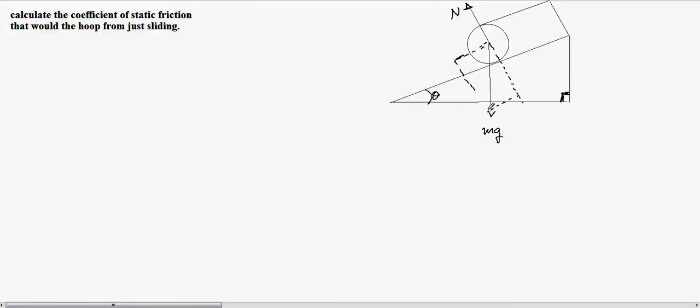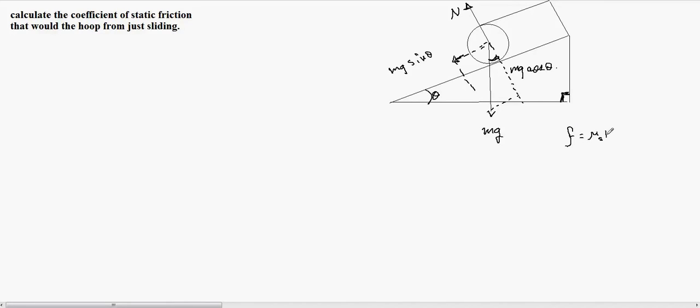So then this component here would be our mg times sine of the angle theta, right? Because our angle here is theta, and because of similar triangles, this angle here is theta, so that's in the y direction on this triangle. And this way, this component here would be mg cosine theta.